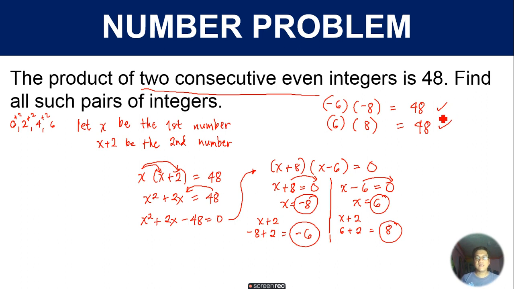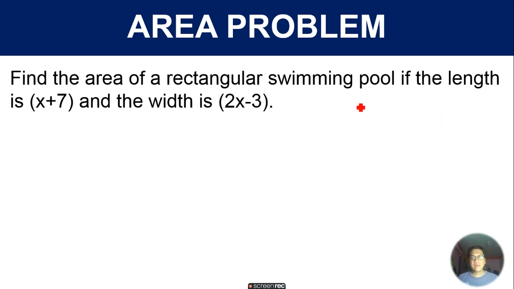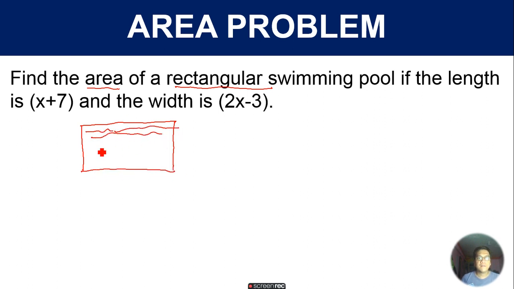Okay, now, let's look at the third problem. So, the third problem is about area. Alright, so we're now going to get the area. Now, find the area of a rectangular swimming pool if the length is x plus 7 and the width is 2x minus 3. Now, when you say area and it is rectangular, so rectangle. So, let's try to draw because the drawing will help us to represent. Okay, so suppose this is our swimming pool, and that's rectangular. And then it says the length.